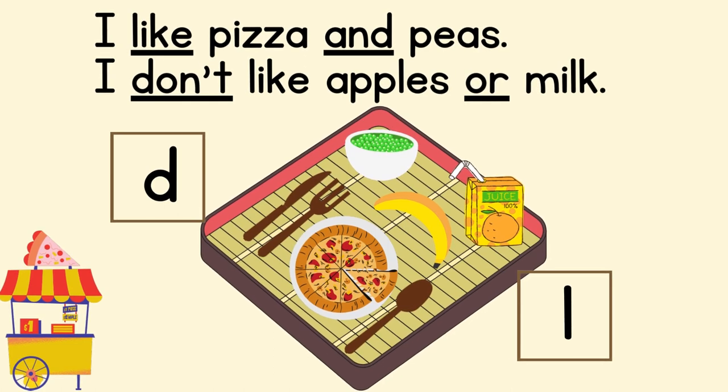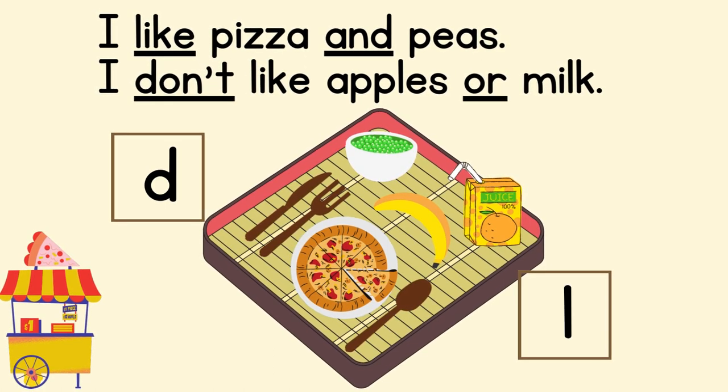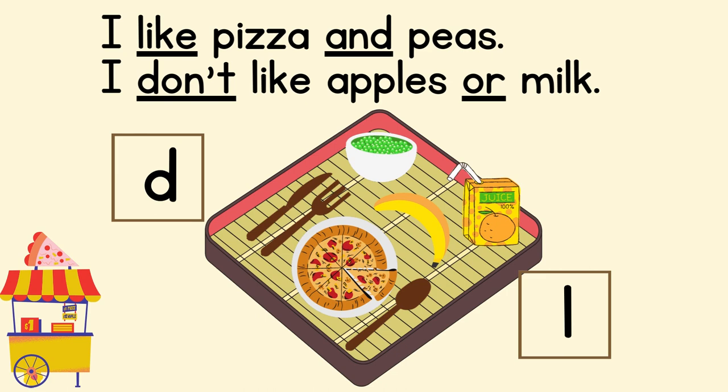Let's read the sentence one more time. I like pizza and peas. I don't like apples or milk. The answer is set D for number one.